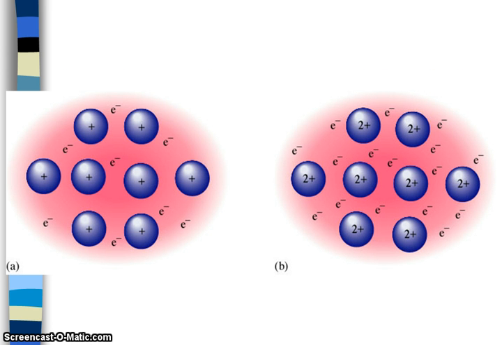So if we were to look at this, this is an example of our metallic model. And sometimes it's referred to as an electron sea model. And basically what we have in this particular model are our metal cations are found within a sea of electrons. The electrons have the ability to move around, which explains the conductivity of metals. And the cations are free to move around, which helps us to explain the ductility and the malleability of metals.